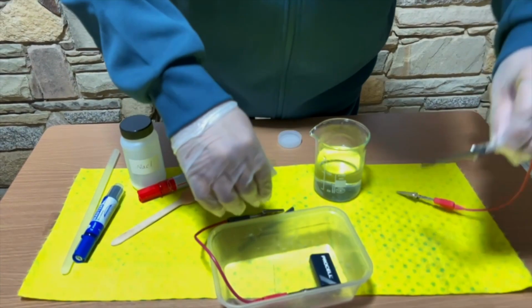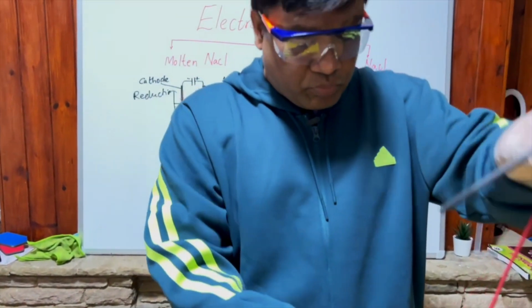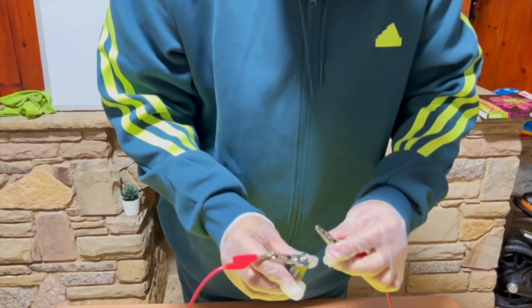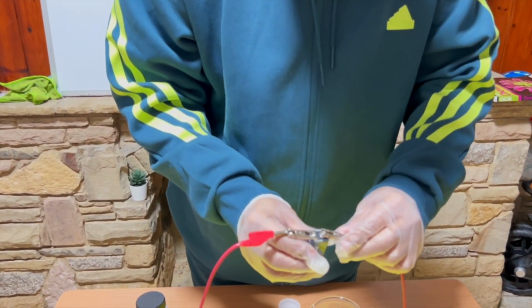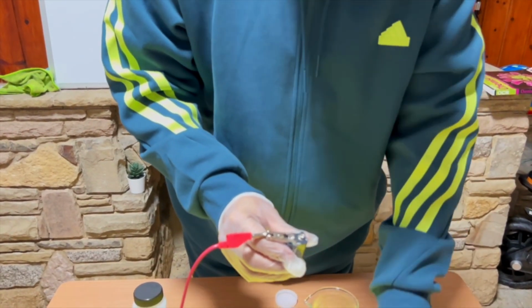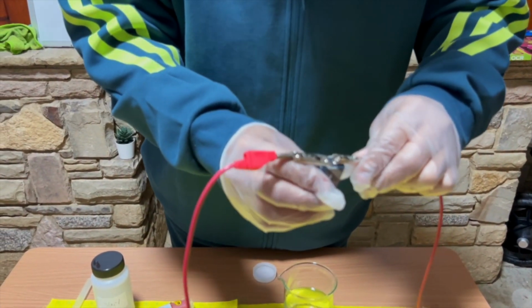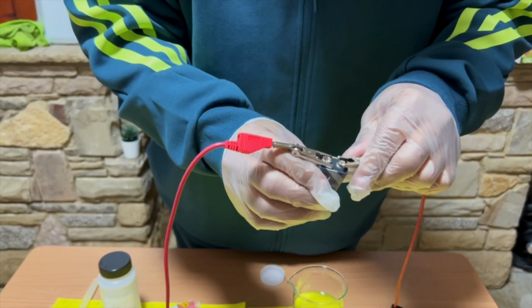Look at that. This is one more electrode, and I'm going to connect that to the positive terminal of the battery. That's the positive terminal of the battery. Now look at that. That's my setup. My setup is ready. Now we can do the experiment.